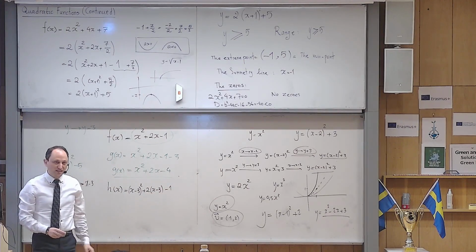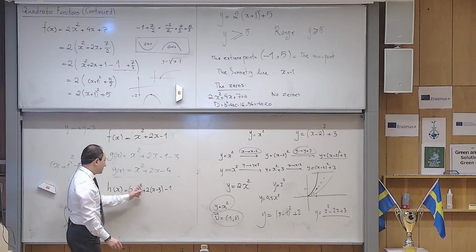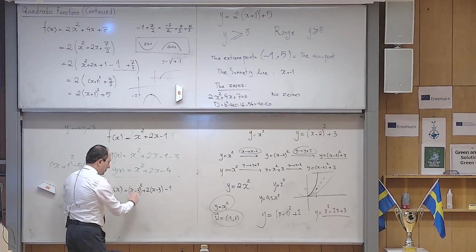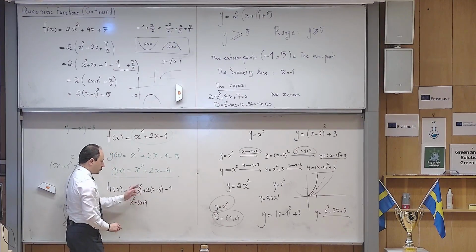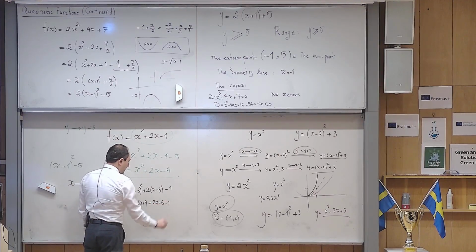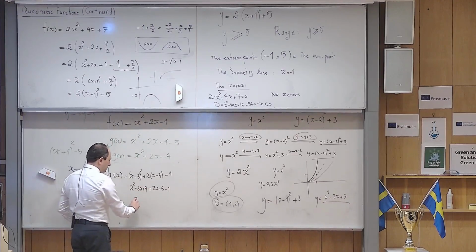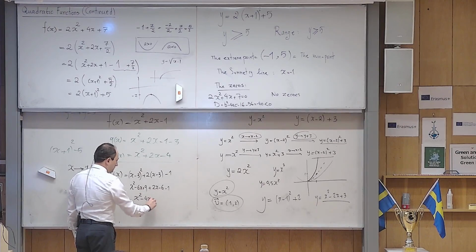So that is my answer. But of course, this answer is not a good answer. It is better to simplify it. I raise it to power 2: x squared minus 6x plus 9. 2 times the first one times the second one, yes. And then 2x minus 6 minus 1. And I simplify, so it becomes x squared minus 4x, and then it goes plus 2.